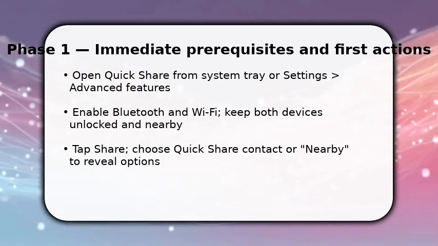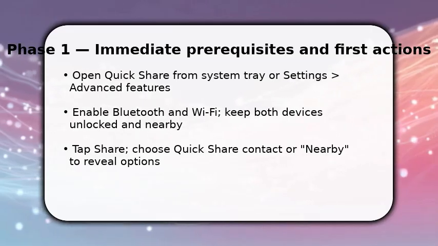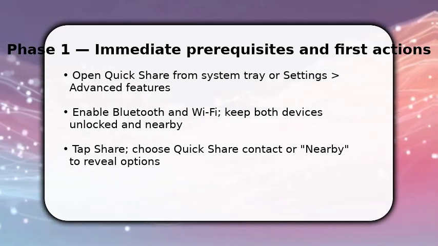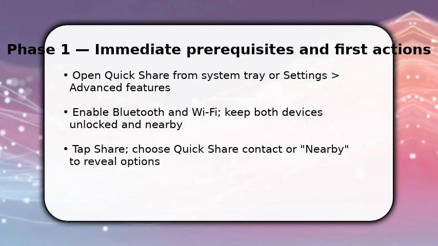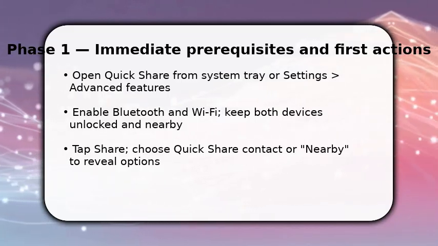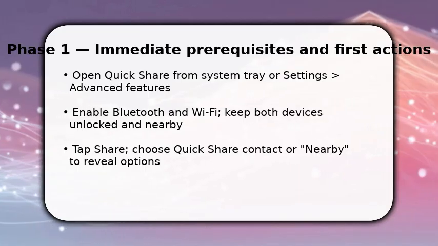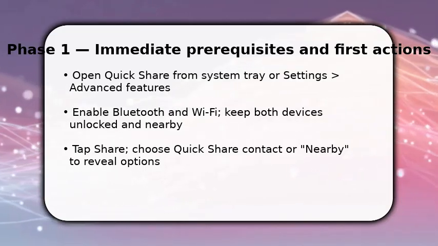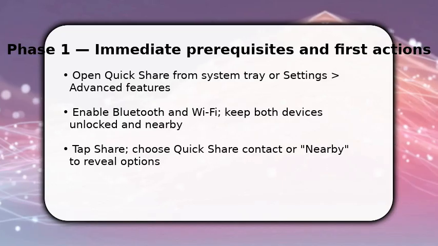You begin by opening QuickShare on your phone. This is the app that negotiates a fast connection. Make sure Bluetooth and Wi-Fi are on because QuickShare uses both to discover devices quickly. Once done, tap the Share button on the file you want to send and select QuickShare from the share sheet.